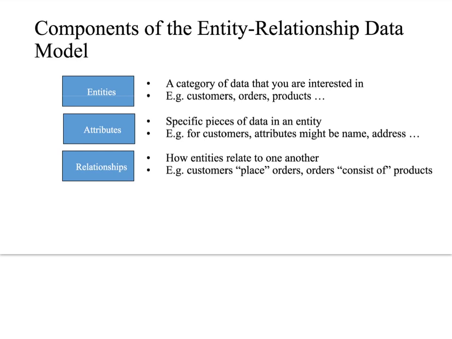Relationships identify how entities are connected to one another. For example, if you have entities customer, orders, and products, you might say that customers are related to orders in that customers place orders. Or you might say that orders are related to products in that orders consist of products.